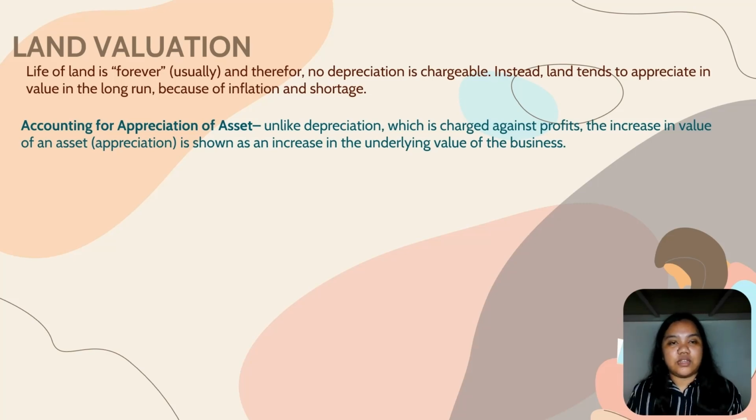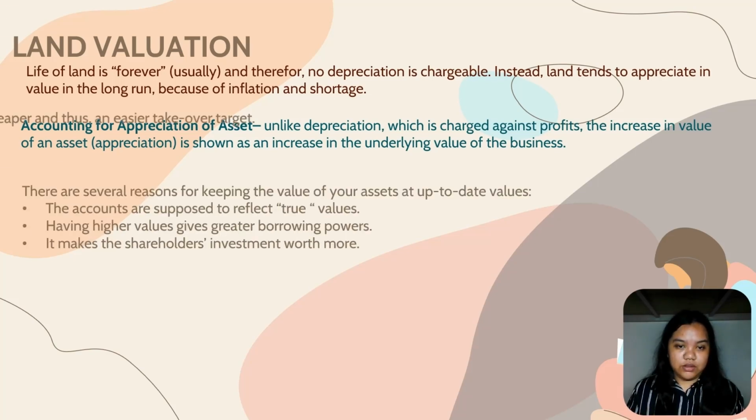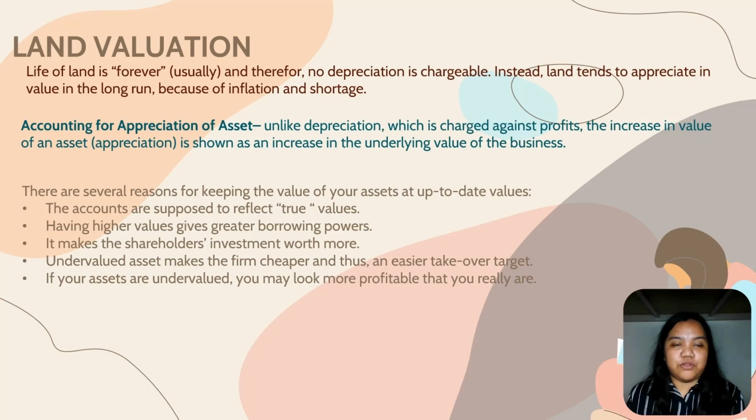There are several reasons for keeping the value of the asset at up-to-date values. Accounts are supposed to be reflected through values. That is the prudent principle. Having higher values allows higher creditworthiness. If your land has a big value and you use it as collateral, you can borrow more. It also makes shareholders invest more. A growing asset is good, as it attracts investors to invest in you. Undervalued assets make firms cheaper and thus easier takeover targets.